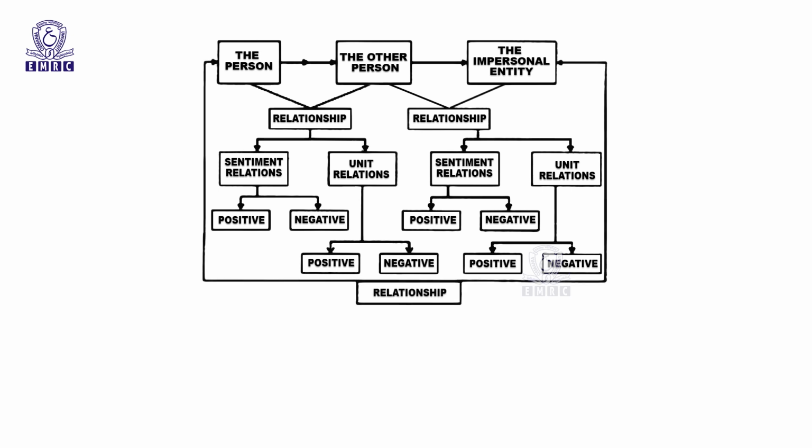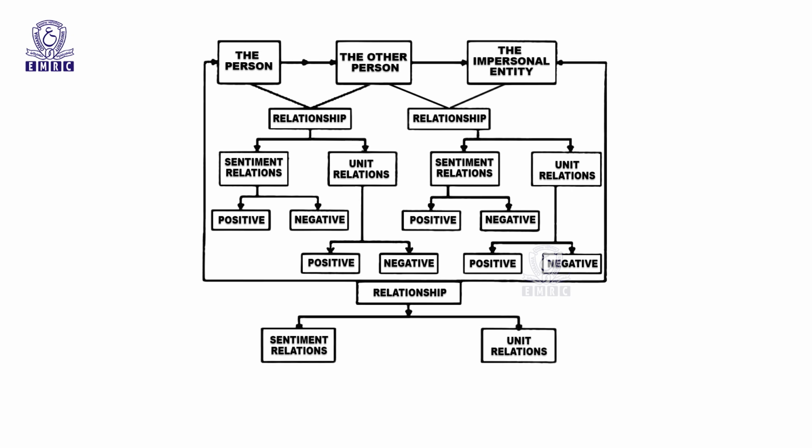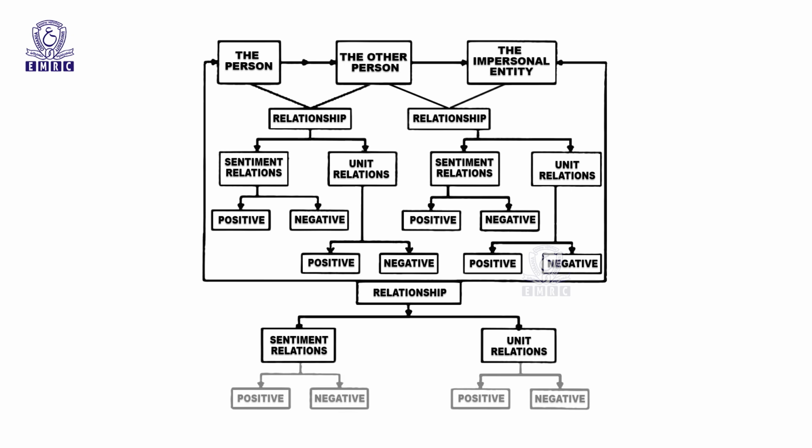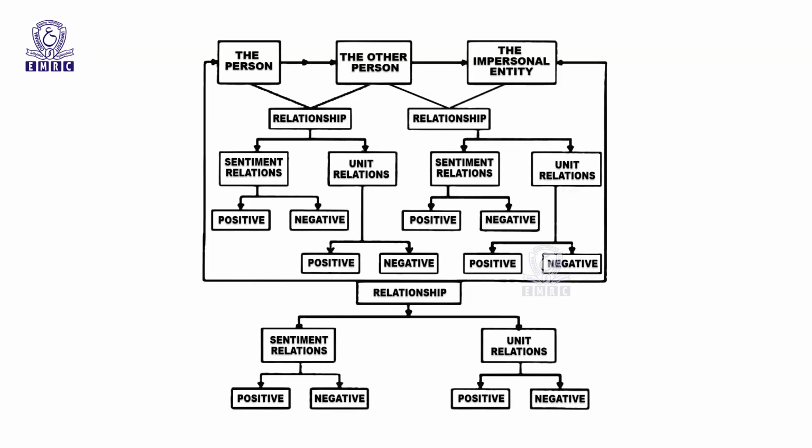Now, on the whole, you see that relationship is divided into sentiment relations and unit relations, and both can be positive or negative. So, in these relationships, the cognitive perceptions of the perceiver are very important, and you have seen that there are 8 configurations possible. 4 are balanced and 4 are unbalanced. So, it assumes that balanced states are stable and unbalanced states are unstable. Where an unbalanced state occurs, that is where the psychological tensions are created that motivate the person to restore the balance cognitively. And how does that happen?